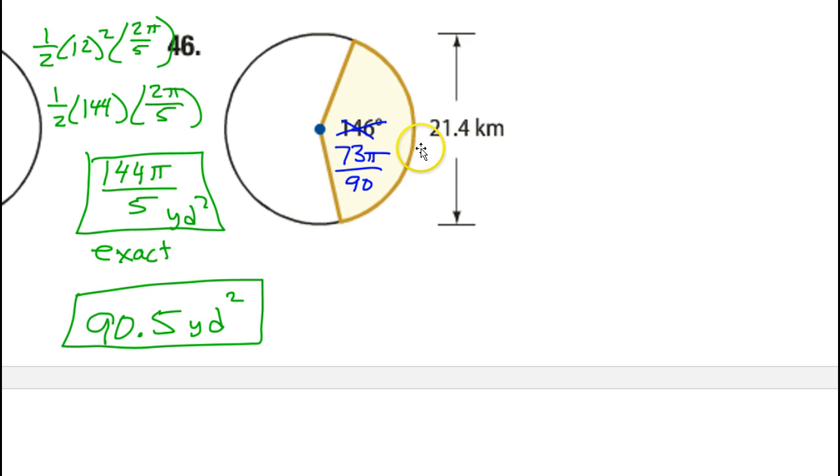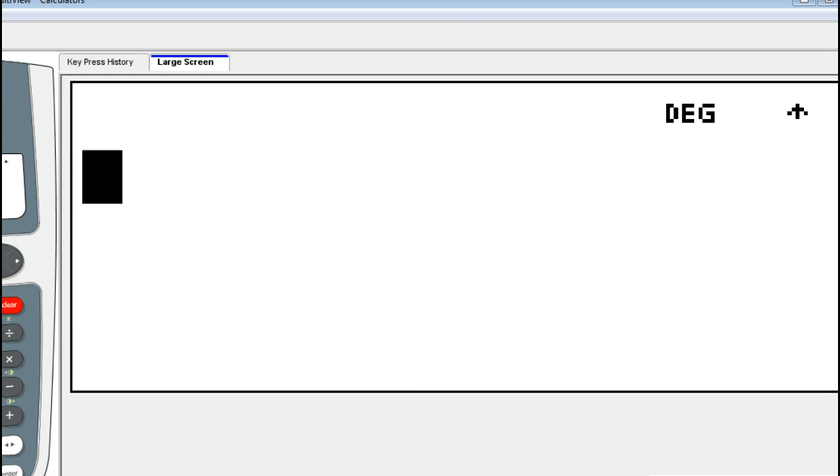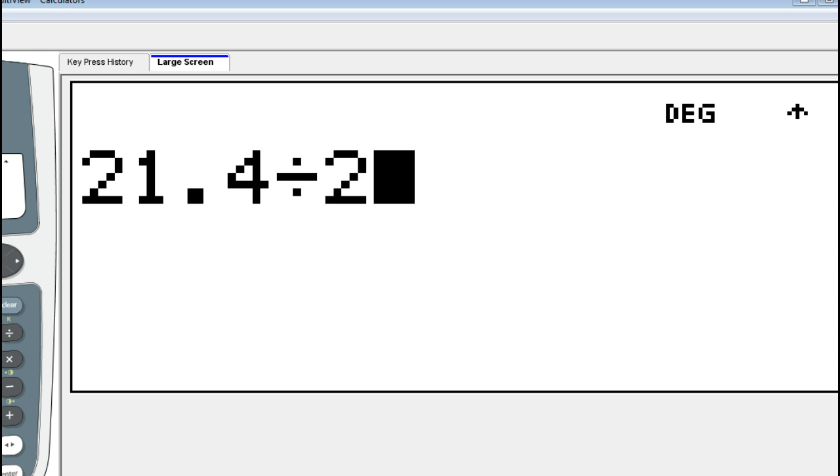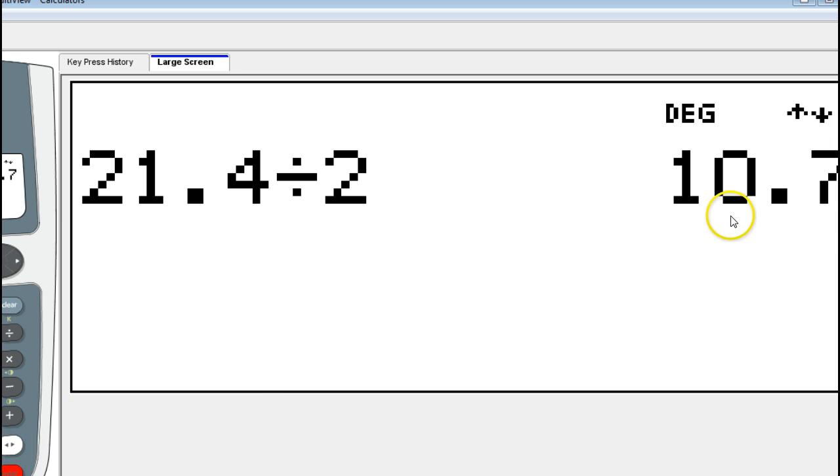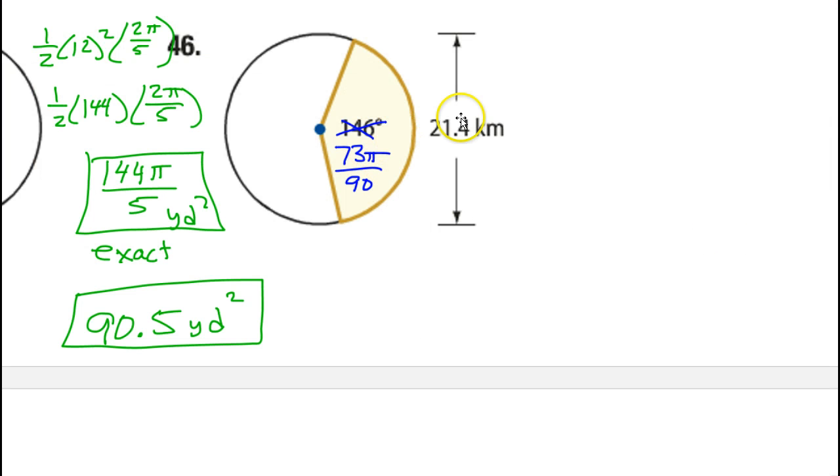Okay, so one more thing as far as the radius goes. Here they're showing the diameter, so we need to take half of this. All right, so that's 10.7 is the radius. So watch out for that, the radius is 10.7. So with all that in mind, we are now just using the formula.